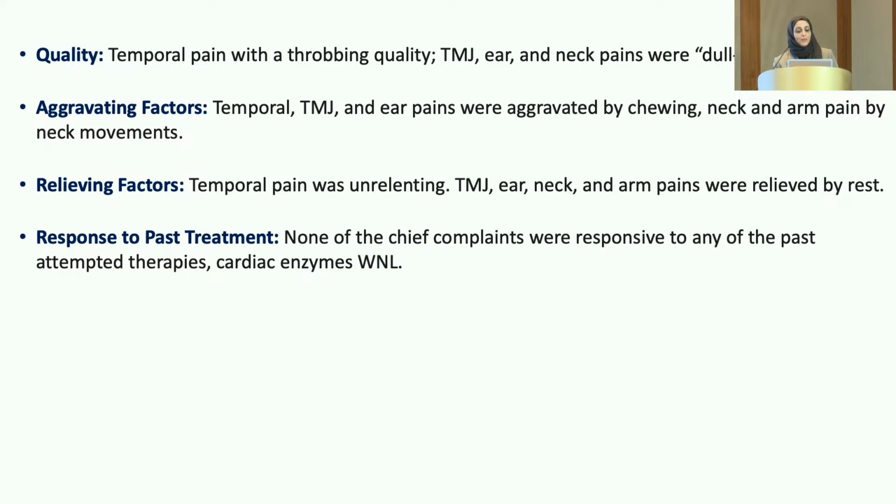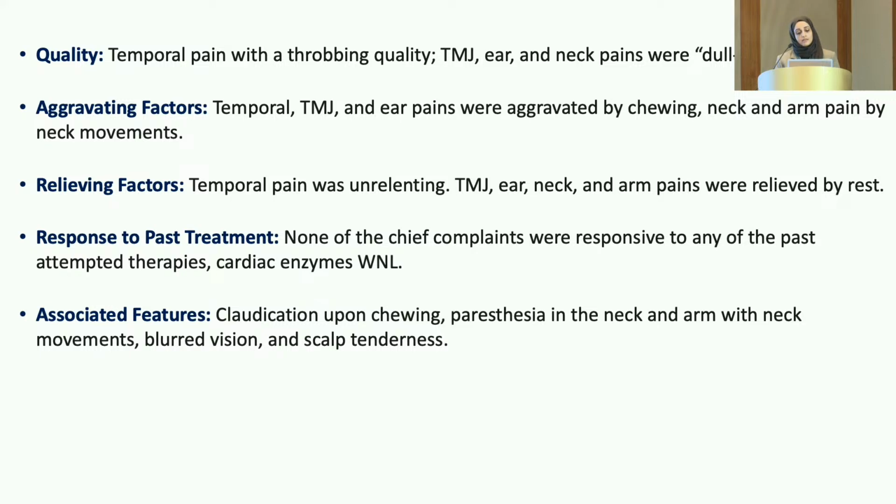Regarding response to past treatment, none of the past treatment tried achieved pain relief for this patient. And because of the nature of the pain that radiates to the left arm and to the left jaw, they did a cardiac enzyme assay, and it was all within normal limits.